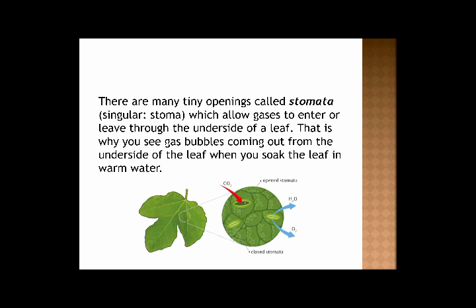That is why you see gas bubbles coming out from the underside of the leaf when you soak the leaf in warm water. Basically, these openings work like the nostrils in our nose, by which we exhale carbon dioxide and inhale oxygen. Here, plants use those small openings, which we call stomata, for inhaling carbon dioxide and exhaling oxygen, as well as water droplets.